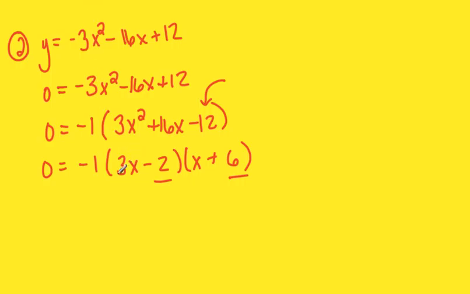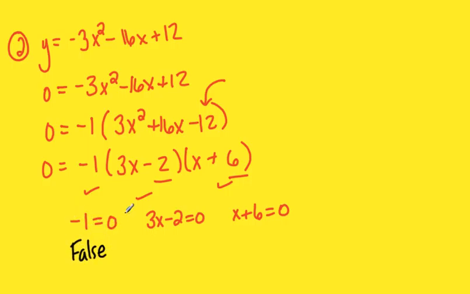Now when you get here, you have to set each piece equal to 0. You get negative 1 equals 0, 3x minus 2 equals 0, and x plus 6 equals 0. Now, negative 1 equals 0. There's no variable in there, and that's a false statement. So that just cancels out. And as we talked about, that negative only flips the parabola and it wouldn't change the x-intercepts. It just makes the parabola more narrow or wider.